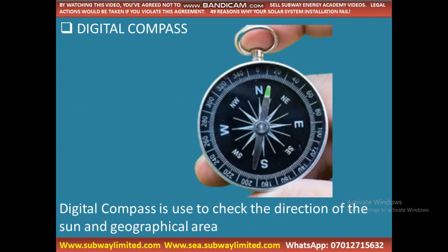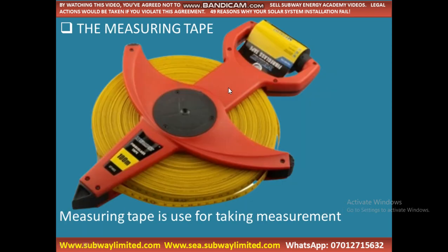Then we have the digital compass. This is your digital compass. When you are going for power audits, you need to know your direction, the sun path, and the geographical area, and the instrument you use in doing all those things is called the digital compass. Most times, I won't say you can do without it.